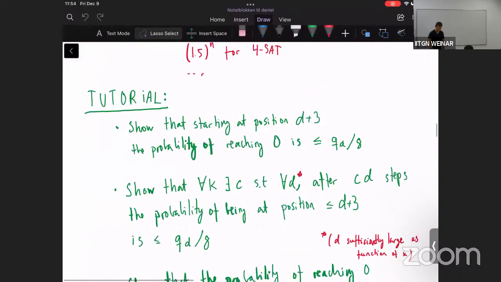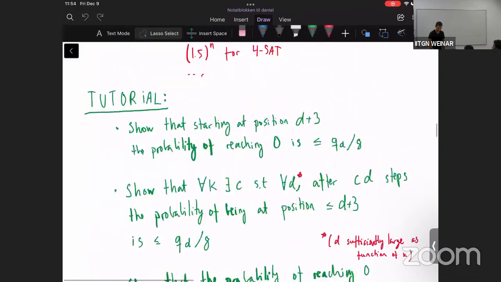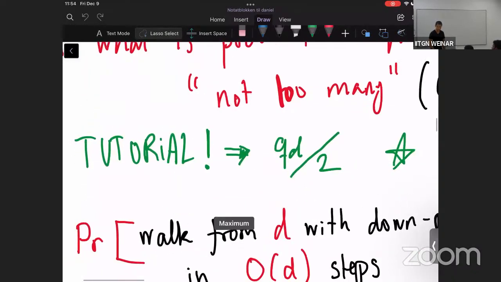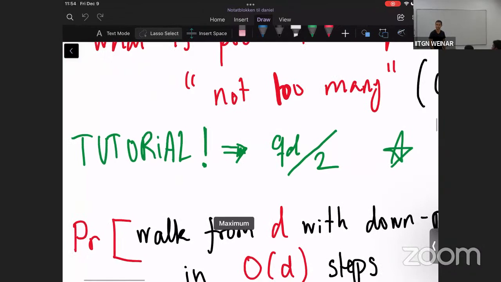Okay, so here are the tutorial questions I'll ask you in order to show this green statement, but we can wait for that until the tutorial.